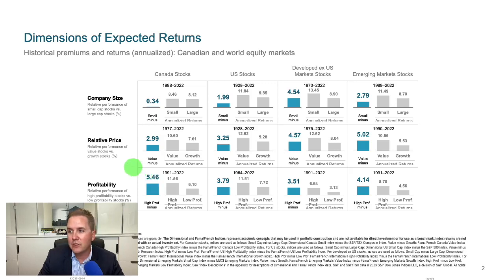We just walked through the example for Canada, but as you look through the rest of the chart, you can see that in the United States, in international markets, as well as in emerging markets, these premiums have existed over long periods of time. So in other words, the compensation that investors have received historically for tilting their portfolios towards these risk factors has been significant, and it has been pervasive over long periods of time.